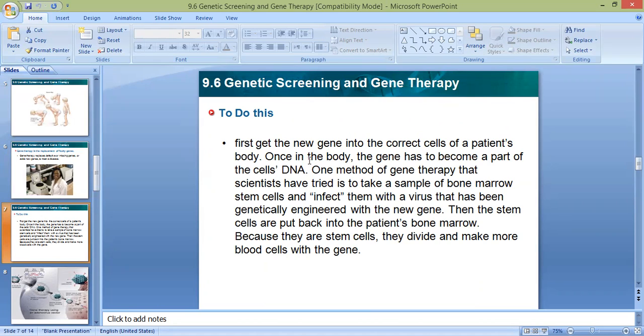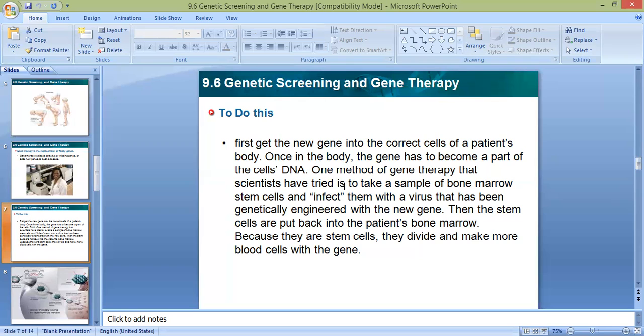Once inside, the gene has to become part of the cell's DNA. One method of gene therapy that scientists have tried is to take a sample of bone marrow. Note this example: they take a sample from the bone marrow, stem cells, and infect them with a virus that has been genetically engineered. Before they put this virus in these cells, they change its DNA genetically with the new gene they want. Then they put the virus in the stem cell, then they put the stem cell back into the patient's bone.